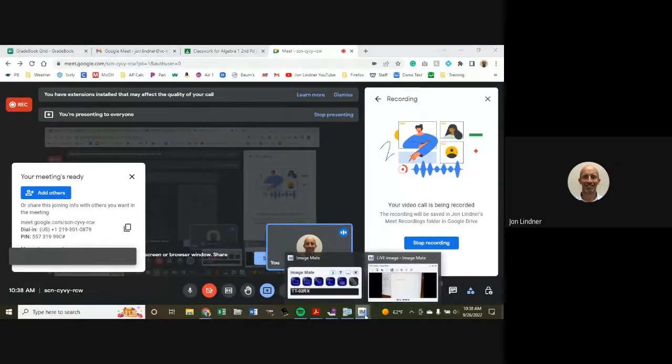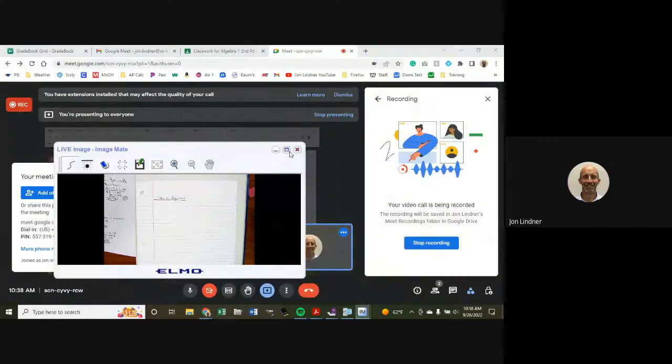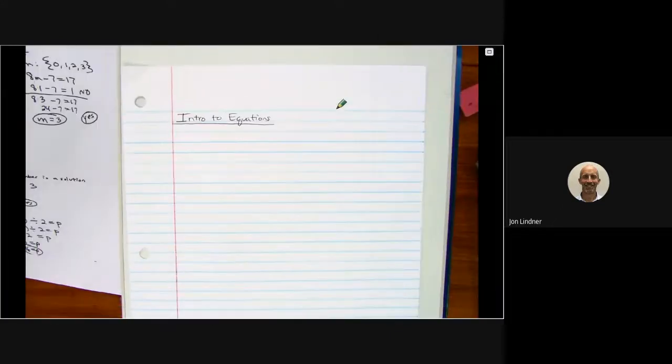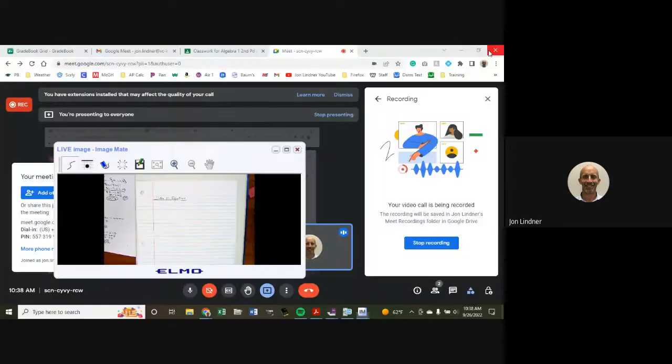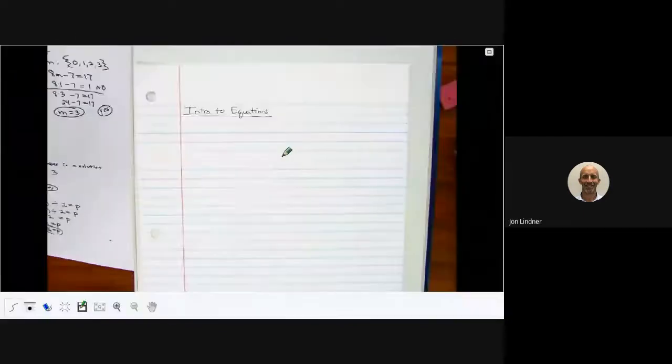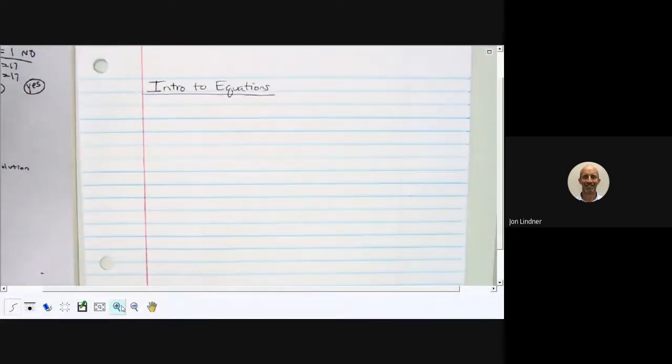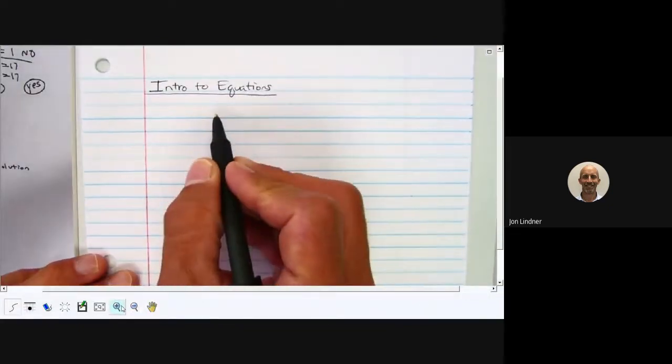Morning, everyone. We're going to start working with equations today. And this is just going to be an introduction to equations. And we're not really going to start solving them yet. We're just going to start kind of working through this idea of equality.